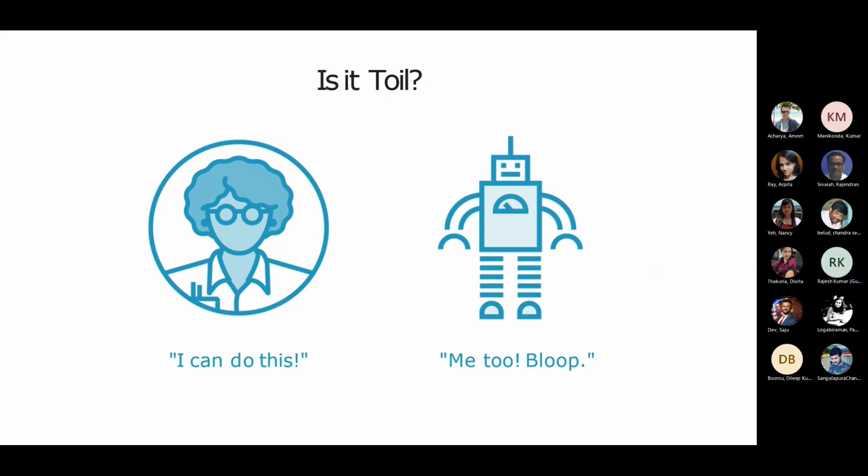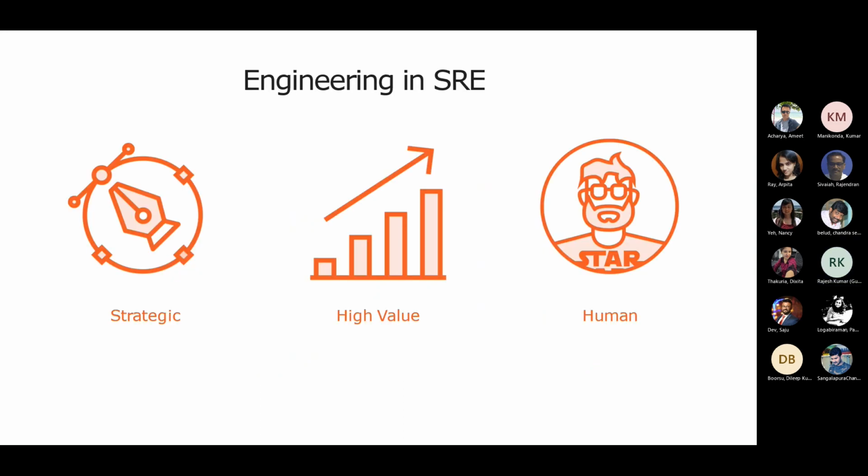So, is it a toil? The human said, hey, I can do this. The robot is saying, hey, me too, I can also do that. What's the big deal? So try to find out the engineering approach in SRE.